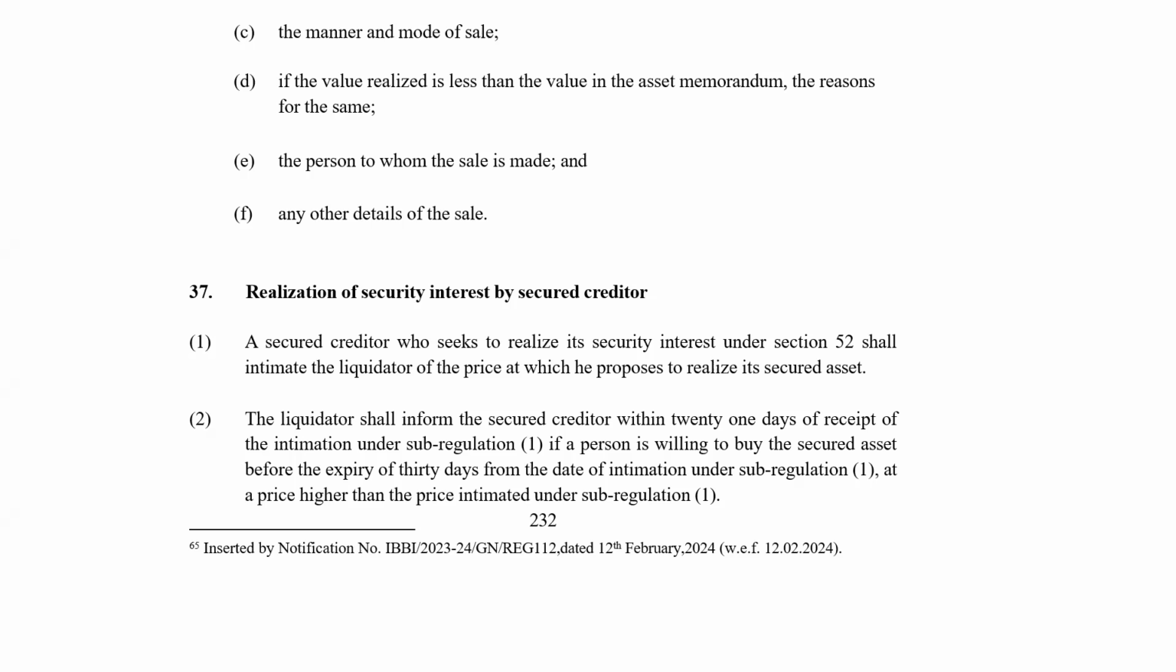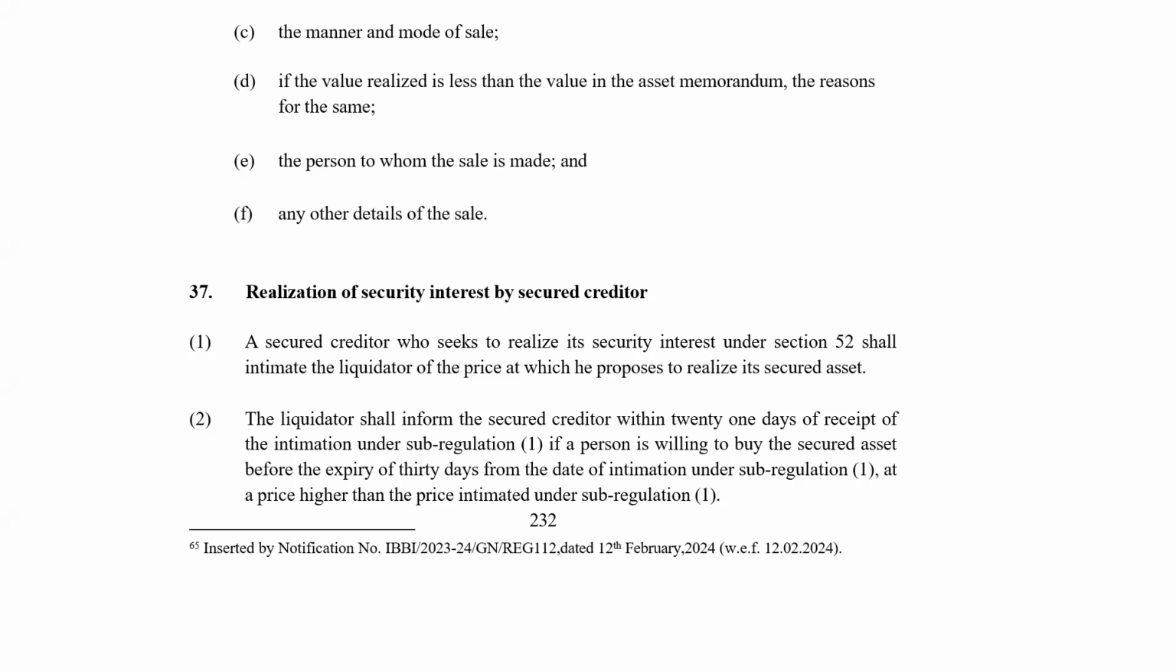Suppose the secured creditor says that, okay, my loan is 100, my security value is 100, but I think the realizable value, I will be able to realize only 80, right? So now if the liquidator feels that there could be a better buyer, the liquidator will say that, okay, I have got a buyer who is willing to buy the asset before the expiry of 30 days from the date of intimation at 90, right? Now there could be two situations. Number one, there was a buyer, but he did not turn up.